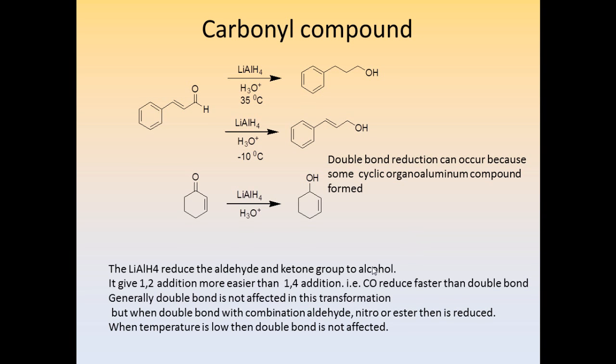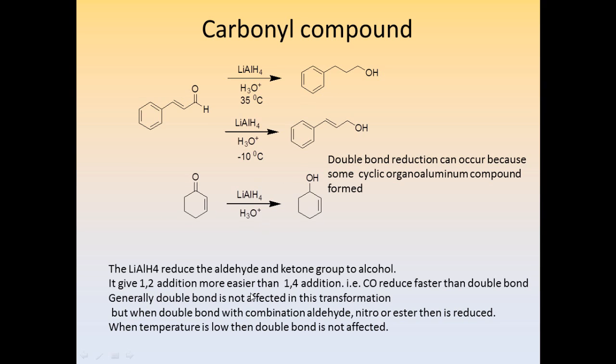Next are the carbonyl compounds. Now study the carbonyl compounds. It generally cannot touch a double bond, but sometimes the double bond can be reduced due to the formation of an organoaluminium compound. A cyclic organoaluminium compound can form in this transformation, so the double bond is reduced. However, when you lower the temperature, it does not affect the double bond. Here the cyclic organoaluminium compound is not formed, so again the double bond is not touched.